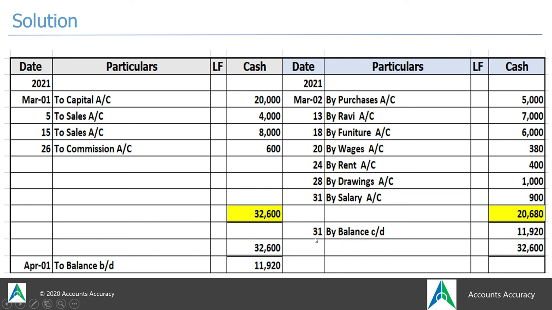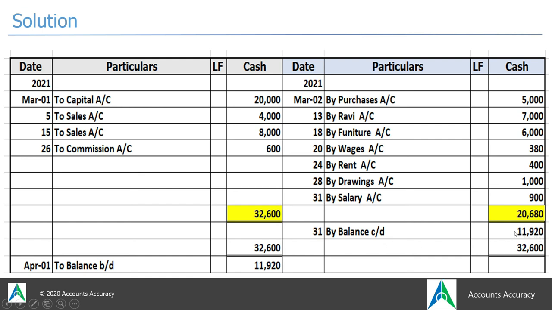of the month, that is 31st of March, by balance carried down as 11,920. Now this is the most important part which you need to know. If you have not understood, you can repeat the video and understand it well, how this balance has come. This is not tough. Simply do the totaling of both sides and less total should be deducted from the more total, that is 32,600, and when the deducted value comes out, that should be written as by balance carried down.